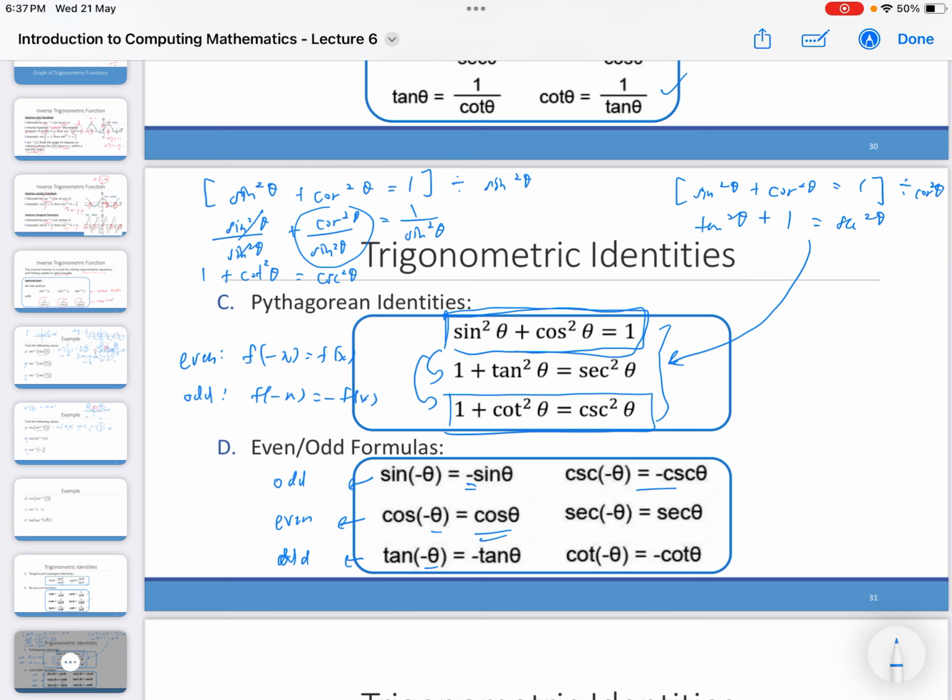The reciprocal functions will follow these functions. So only cos is the even function. Cos of negative theta equals cos theta.